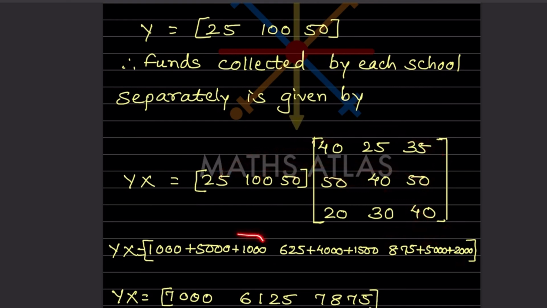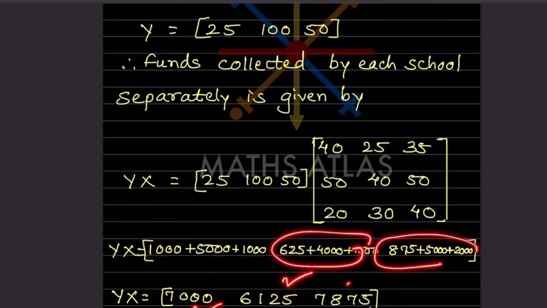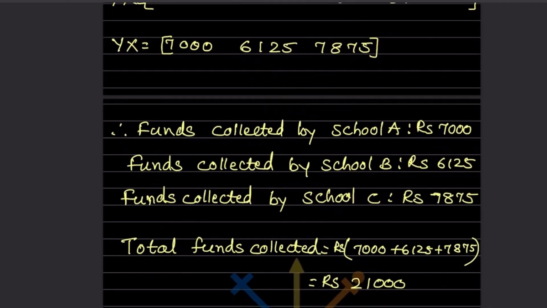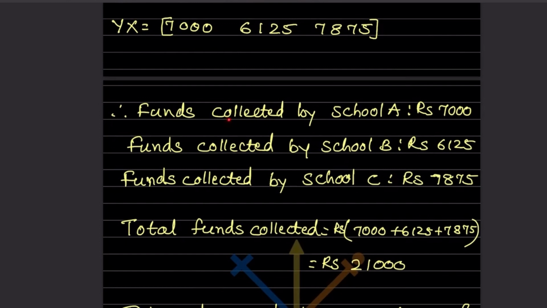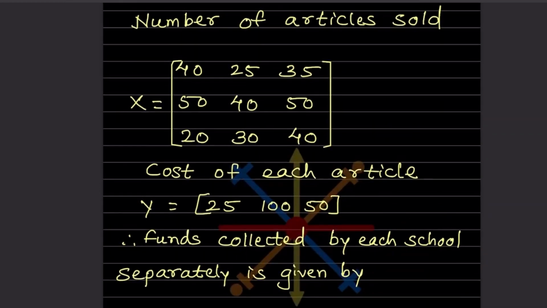So here we are going to add all these. This will be 7000. Then you add this one, 6125, and then you add this, it is going to be 7875. So we can write, therefore, funds collected by school A is 7000. Funds collected by school B is 6125. Funds collected by school C is 7875 rupees. So the total funds collected will be, you add all these, that is 21,000.